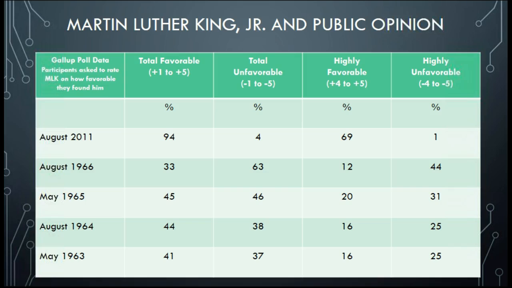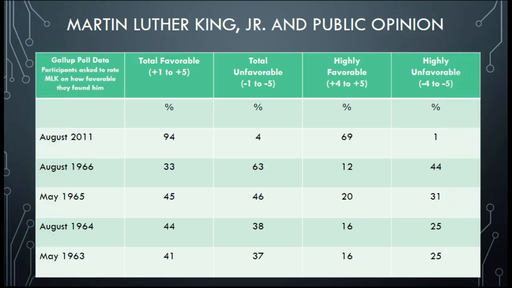So you'll see in 1963 to 1964, because his Letter from a Birmingham Jail was written in between these two dates, I like to show these two numbers first. When it came to total favorable versus total unfavorable in that time frame, it's 44 to 38 in 1964 and 41 to 37 in 1963. There's not a huge stark difference between the two. At best, the most you could see was a 50-50 split between people who liked him and people who didn't.